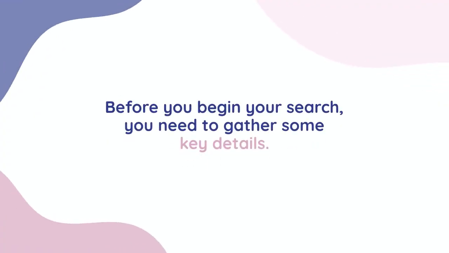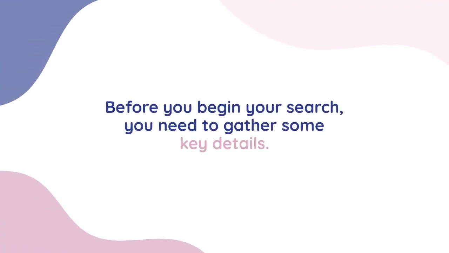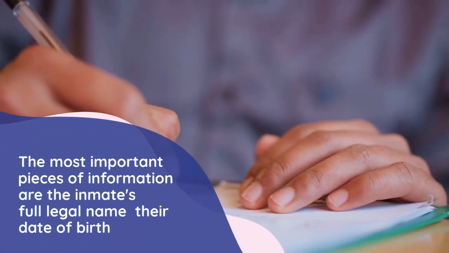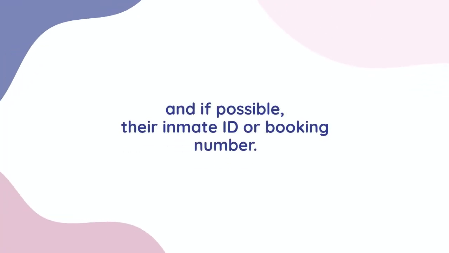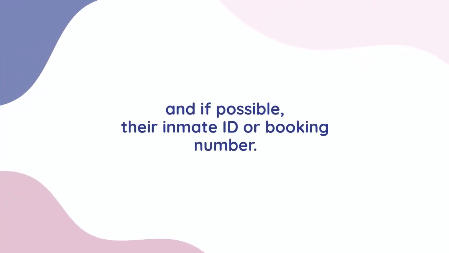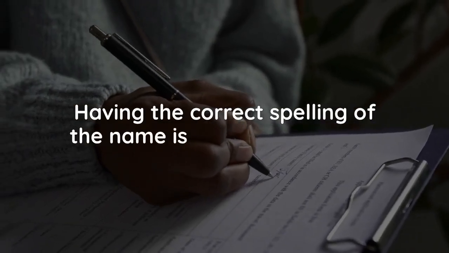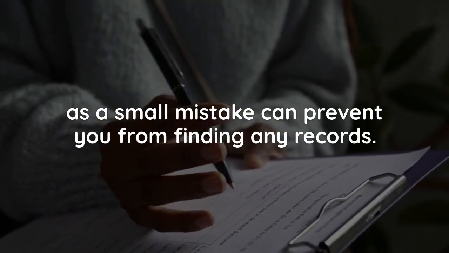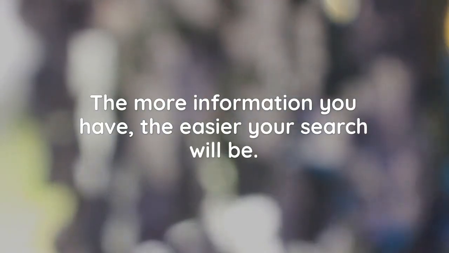Before you begin your search, you need to gather some key details. The most important pieces of information are the inmate's full legal name, their date of birth, and if possible, their inmate ID or booking number. Having the correct spelling of the name is absolutely crucial, as a small mistake can prevent you from finding any records. The more information you have, the easier your search will be.